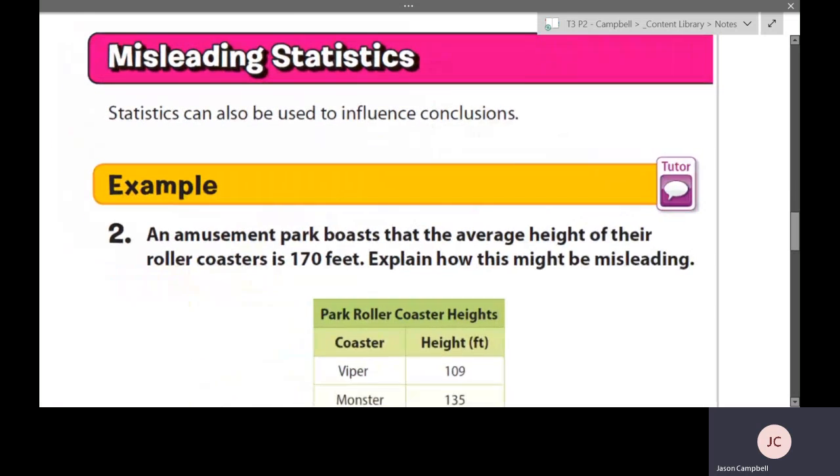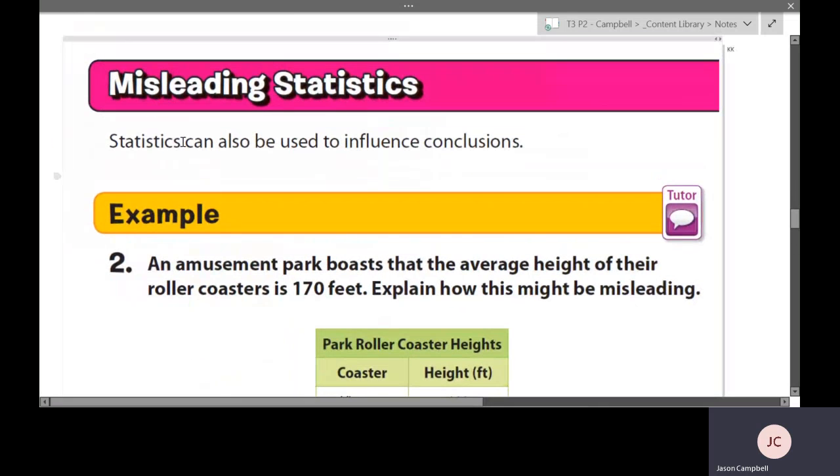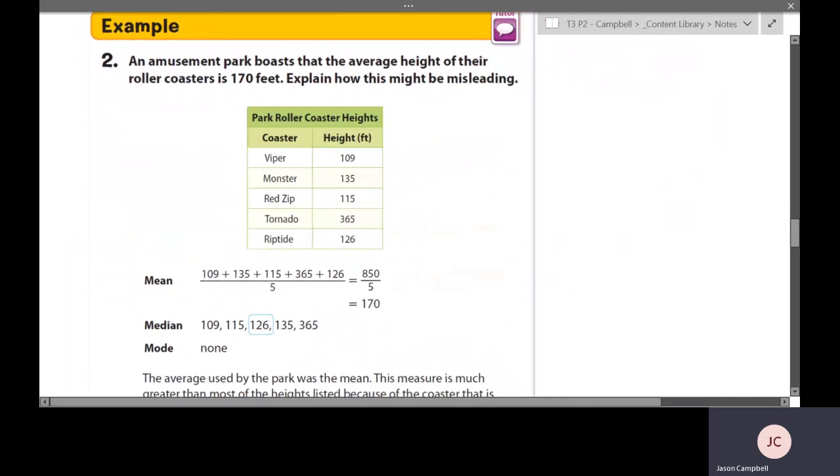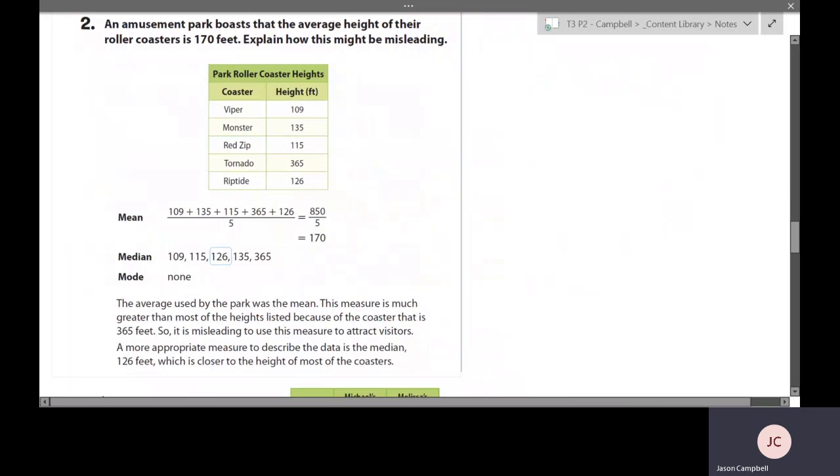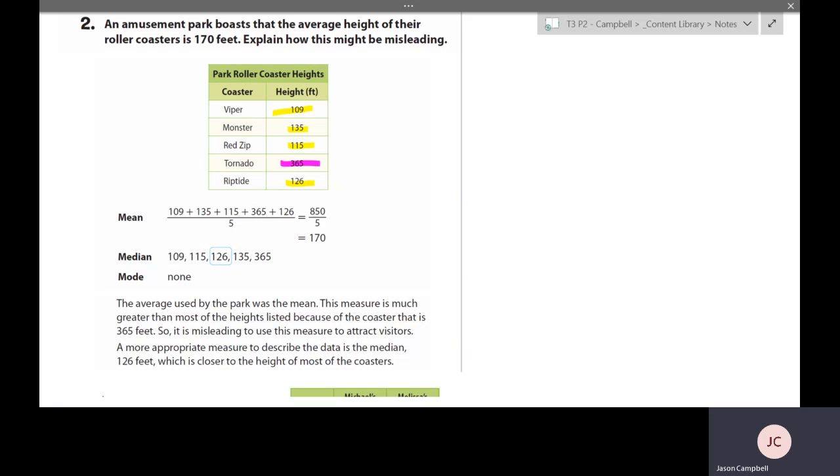Let's look at the next section, misleading statistics. It says statistics can also be used to influence conclusions. If we look at example 2, it says an amusement park boasts that the average height of their roller coasters is 170 feet. Explain how this might be misleading. Well, as we look at the numbers here, most roller coasters are under 200 feet, and in fact are less than 150 feet. But the one that brings the average up is the Tornado, which has a height of 365 feet.